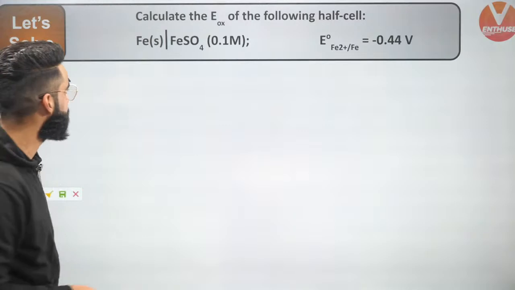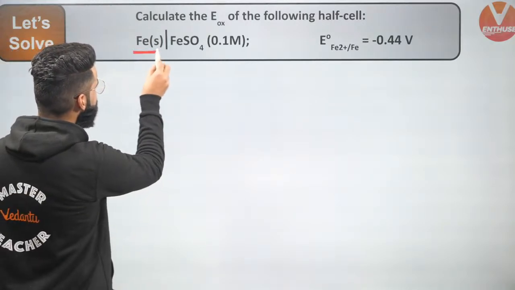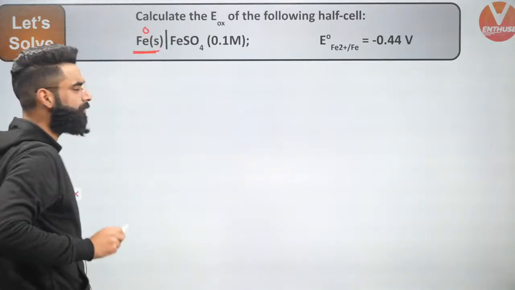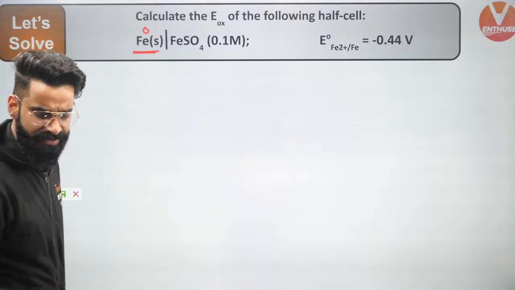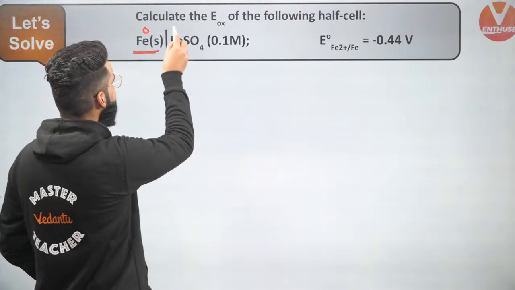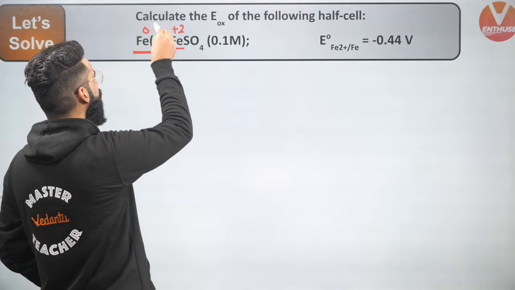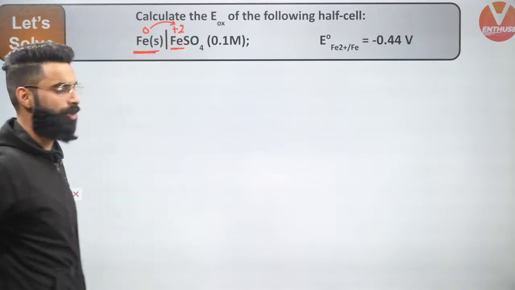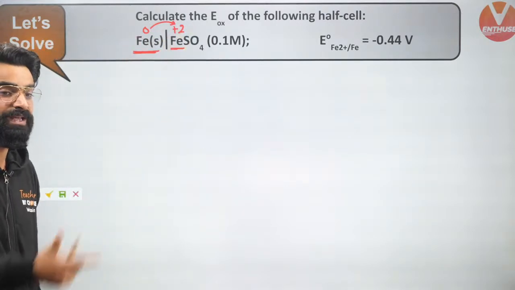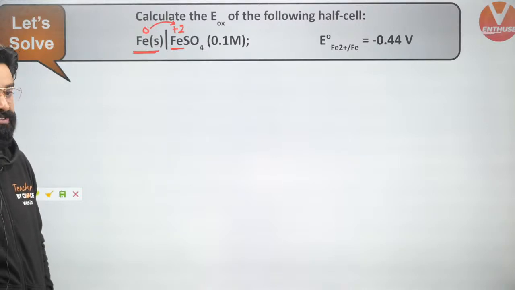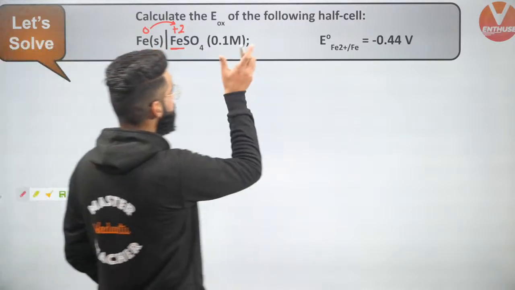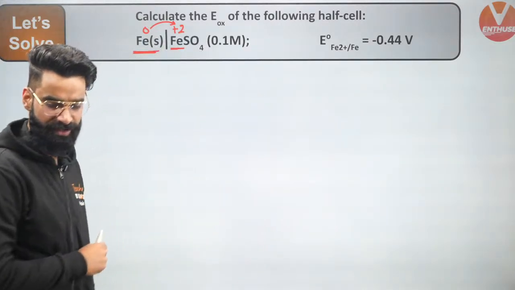Understand one important thing. If I ask you what is the charge present on this iron right here, you should simply say 0. Yeah? If I ask you what is the charge on this iron right here, you should say +2. Is the oxidation state increasing or decreasing? Oxidation state is increasing. Increase in the oxidation state is what we call oxidation. And for this electrode, I'm supposed to calculate its oxidation potential.